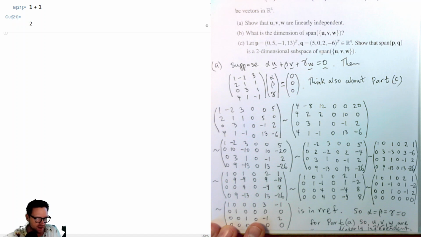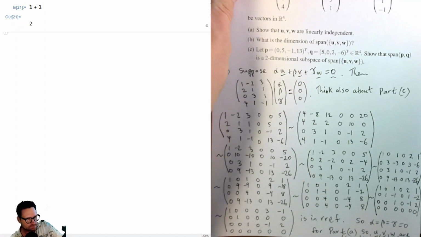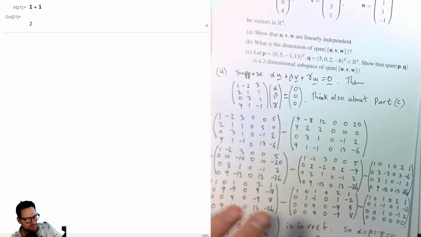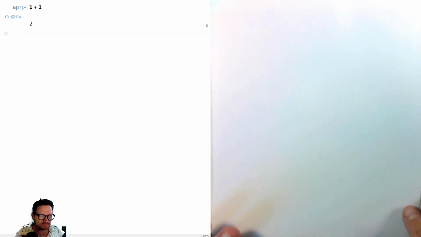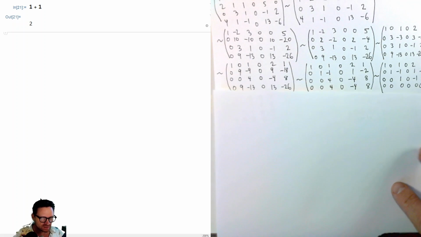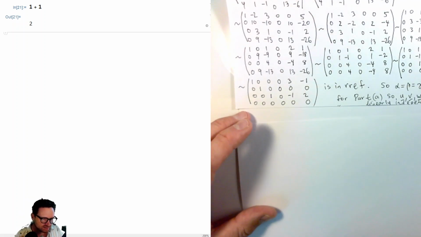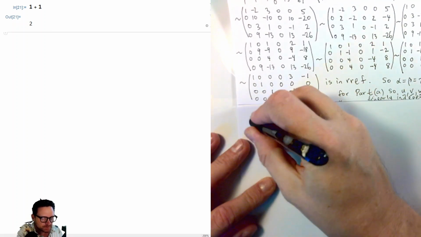Now I'm going to grab an extra piece of paper. You might need to also. So now let's answer part B. What is the dimension of span of U, V, W? Well, since they're linearly independent, the dimension of span U, V, W has to be 3.